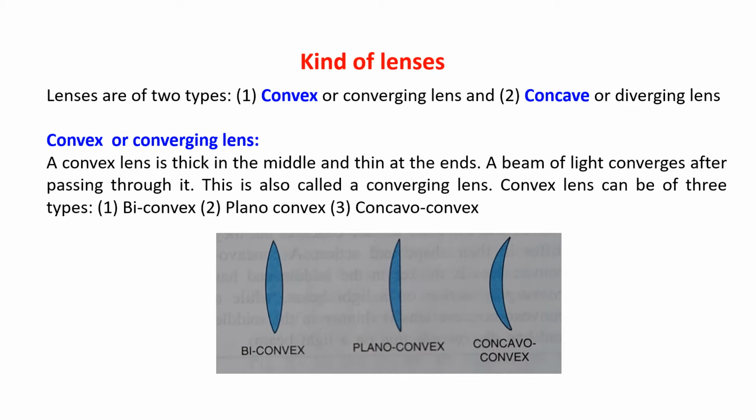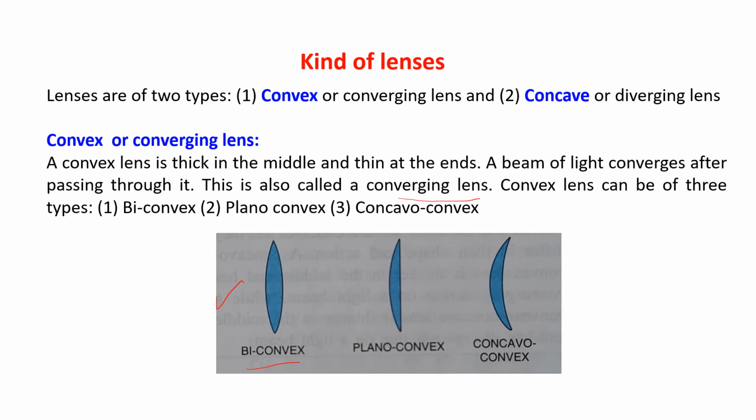Convex or converging lens. A convex lens is thick in the middle and thin at the end. Okay, it's thick in the middle and thin at the end. This is also known as biconvex. A beam of light converges after passing through it. If the beam of lights are passing through it, it will converge after refraction, it will converge at a point. This is also called converging lens.